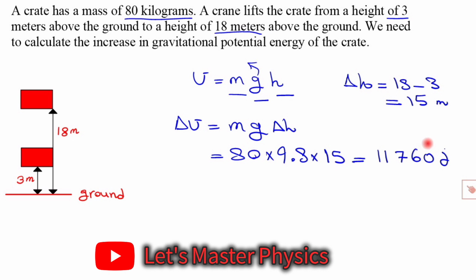So the increase in gravitational potential energy is equal to this number. What does this mean? It means that by lifting the crate 15 meters higher, the crane has done work to increase the crate's potential energy by 11,760 joules. This energy is now stored in the crate due to its new position in the gravitational field.